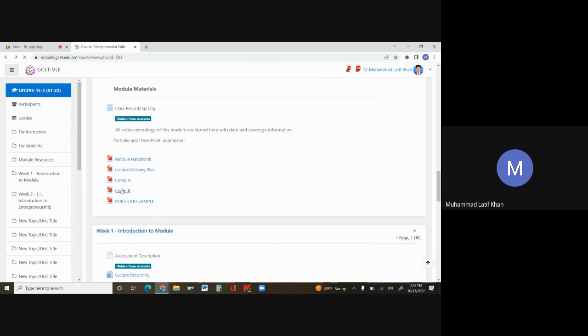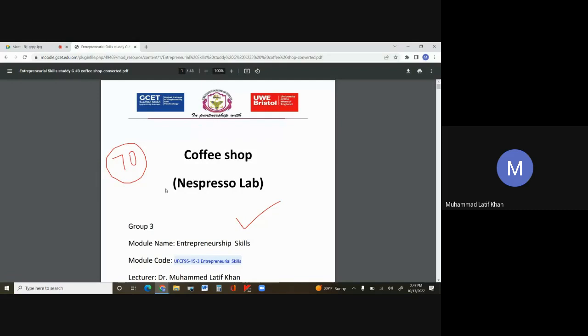Is this clear? Component A? Any confusion out here? No. Okay. Now I am going to tell you about the portfolio sample. So this will clarify your mind further.